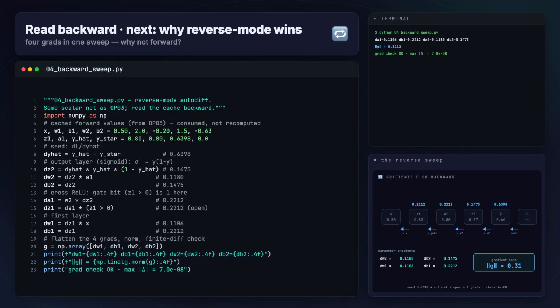So that's backprop. 1 cached forward pass, 1 reversed sweep. Every gradient a product of local slopes you already stored, and a norm of 0.31 you can verify to 8 decimal places. But here's the question that should bug you. We walked the graph backward to get all 4 gradients in one pass. Why backward? Why not forward? Next episode, why reverse mode is the cheap one, and the exact crossover where forward mode would actually win.